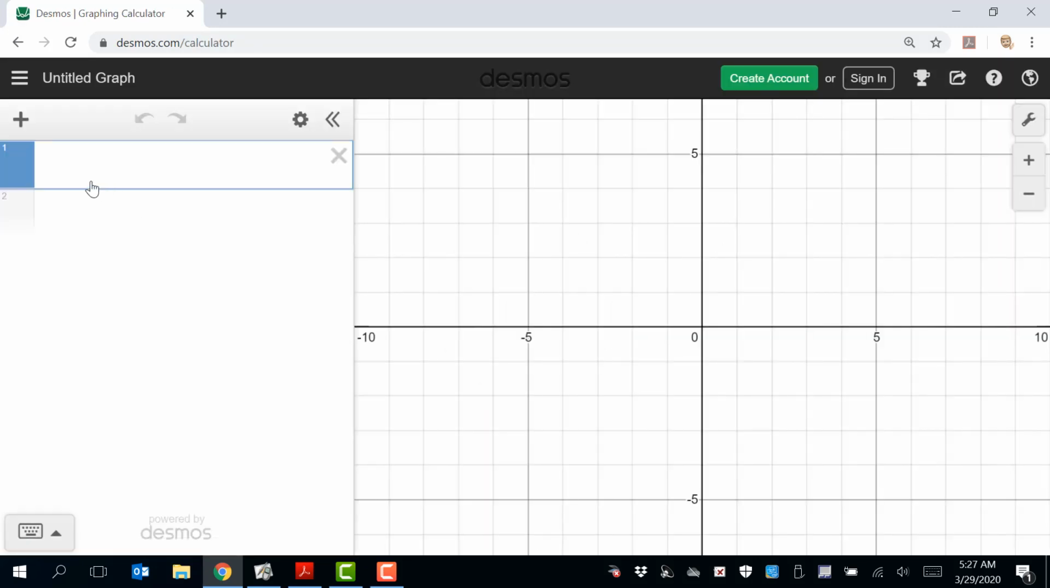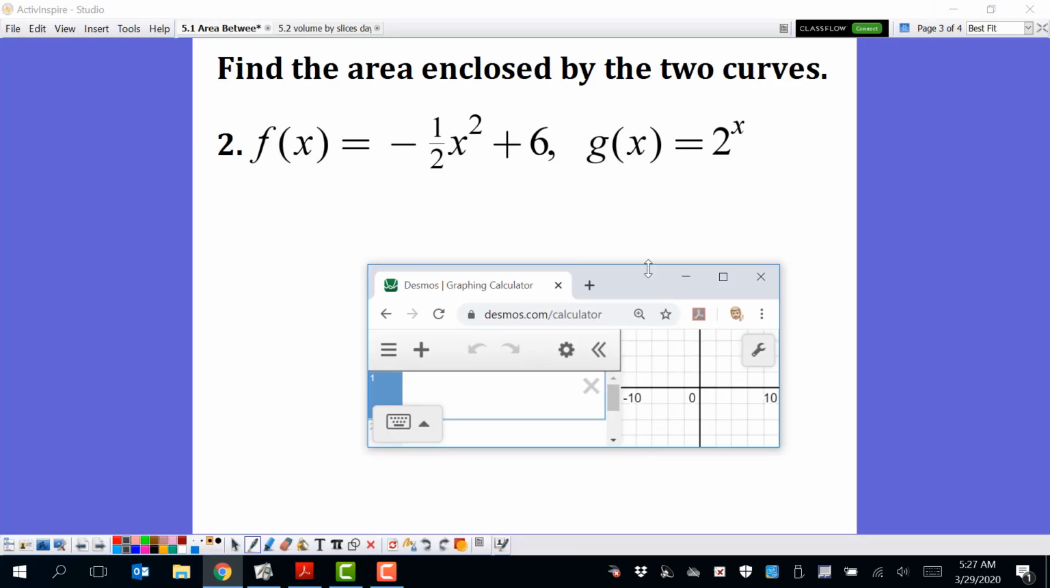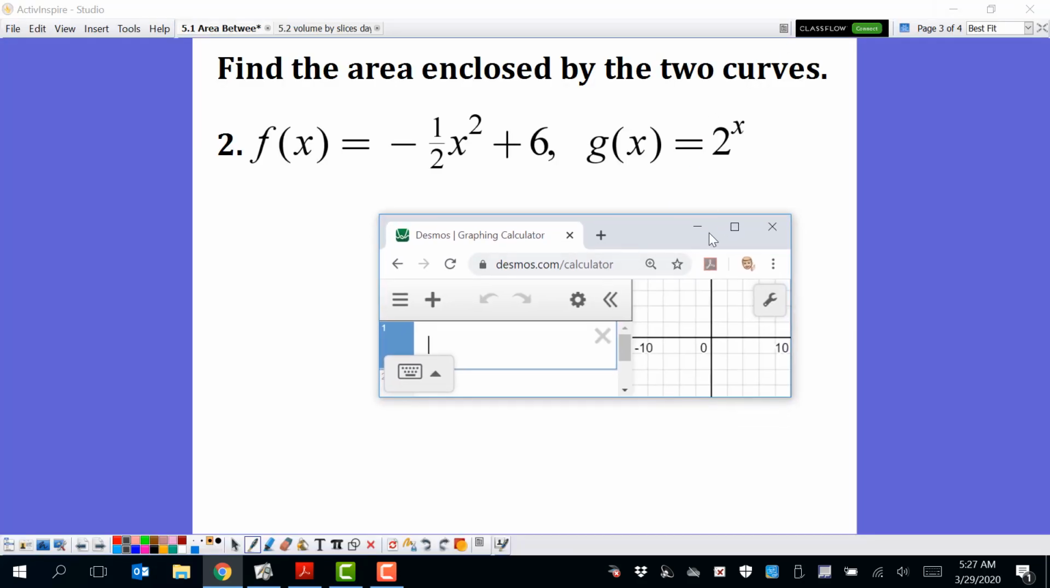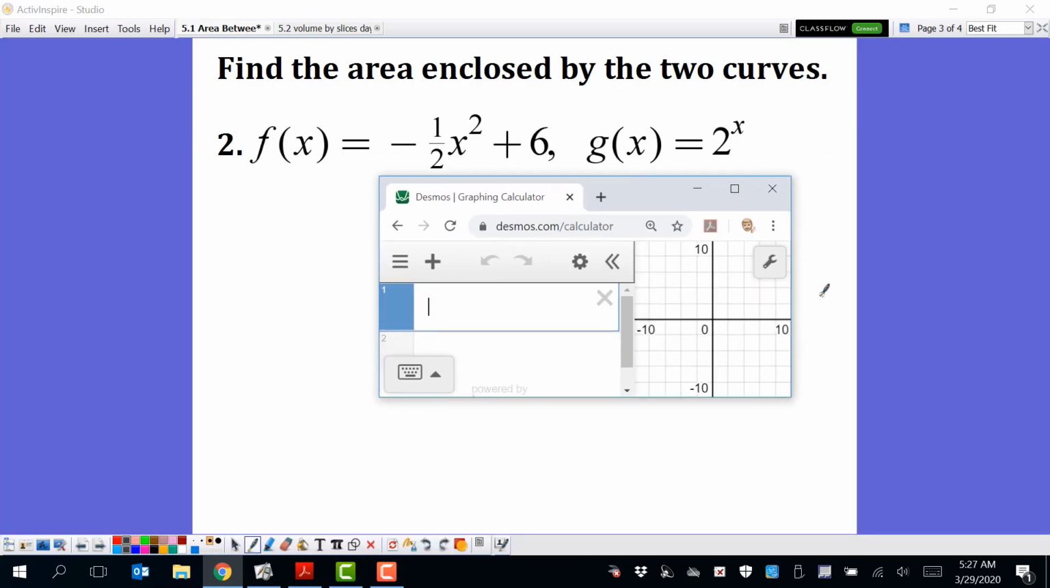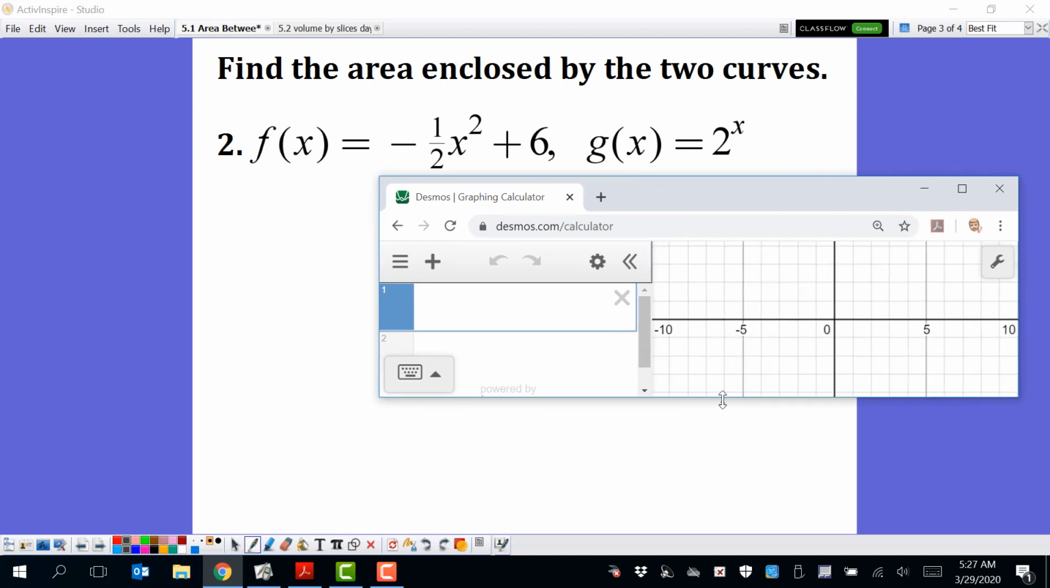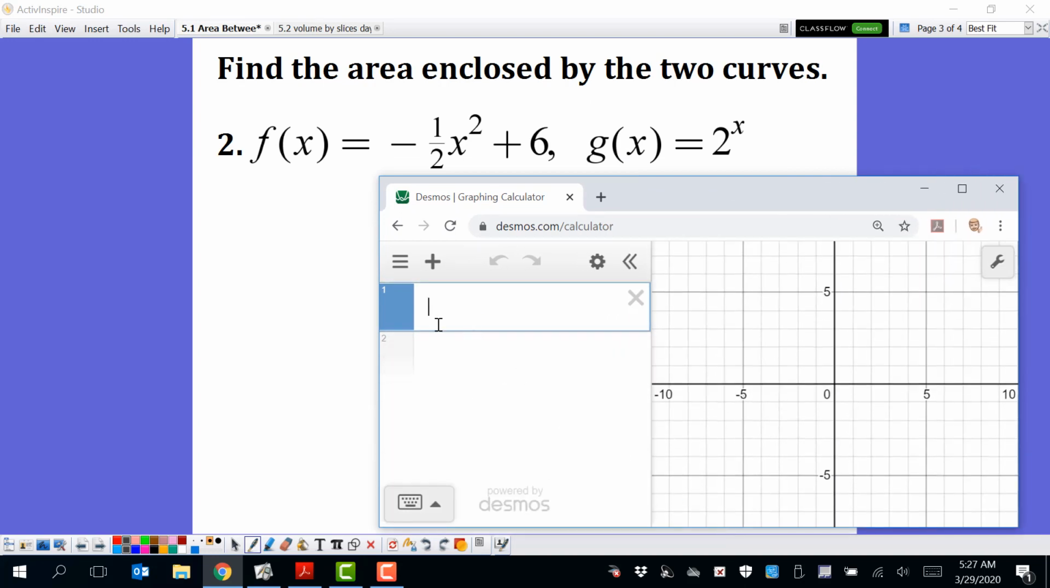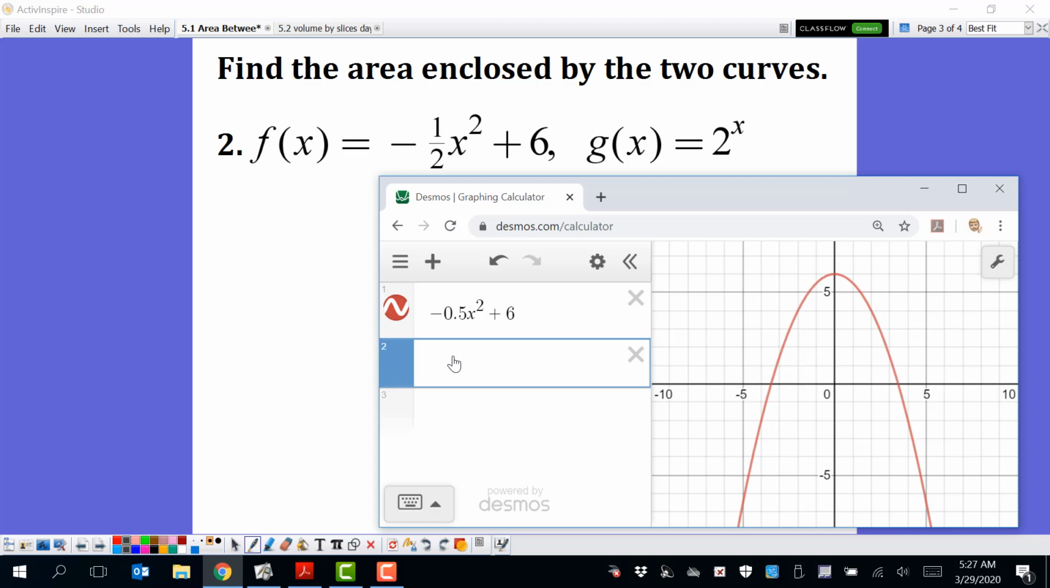Okay, so now on this tool, this one is a little bit easier. Let me minimize this for a minute so I can type these equations in. I want you to see what all I'm doing here. So for this first blank, you're going to type in the function f of x. So I'm going to do negative 0.5 x squared plus 6. And as you see, as you type this, it actually builds the graph immediately for you over here on the right. So then I need to type in the second equation, which is 2 to the x.